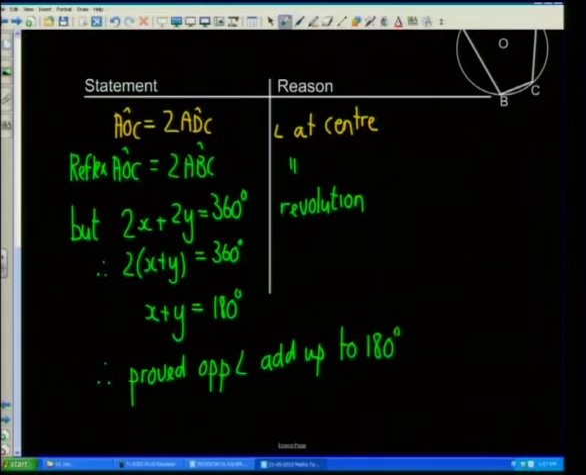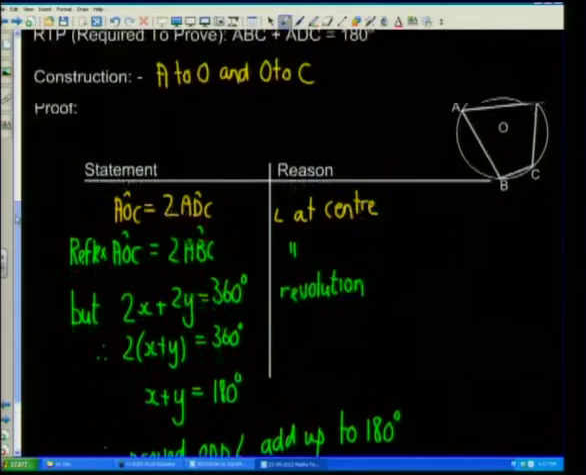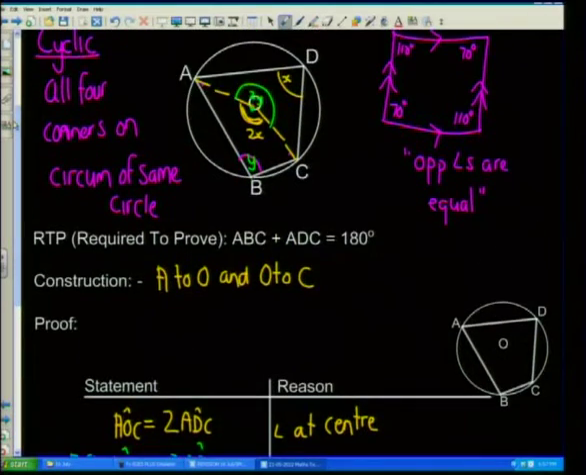Okay, I've been a little bit slapdash in that proof, but hopefully I've got the idea through to you that this 2x would be double that one. This 2y would be double that one. That 360 degrees is going to be angles around a point. And so if those two together add up to 360, then those two add up to 180.